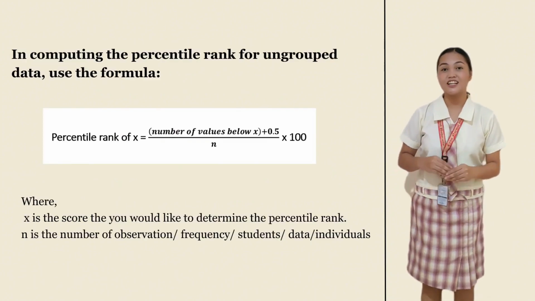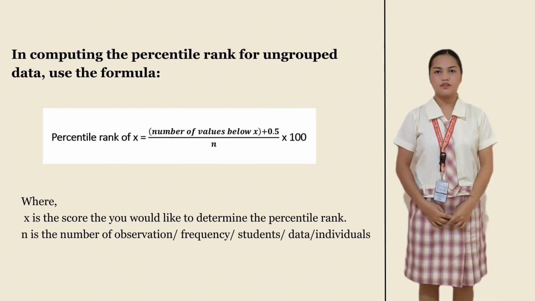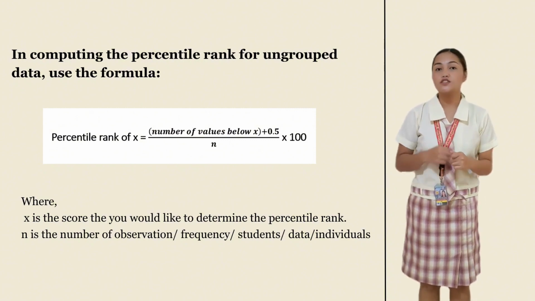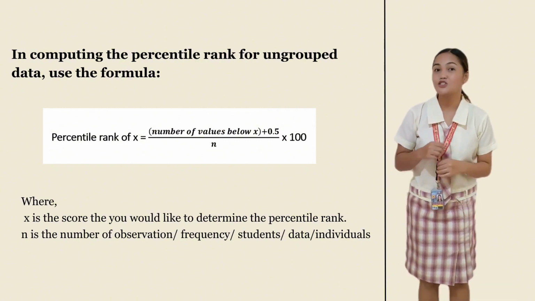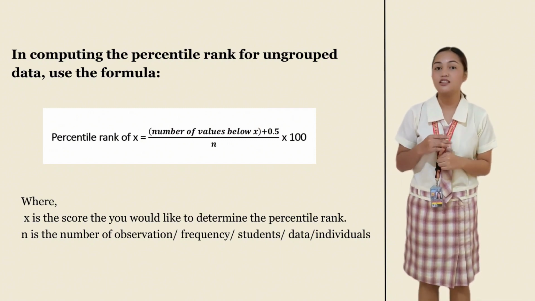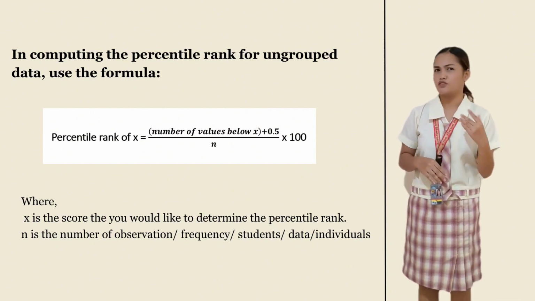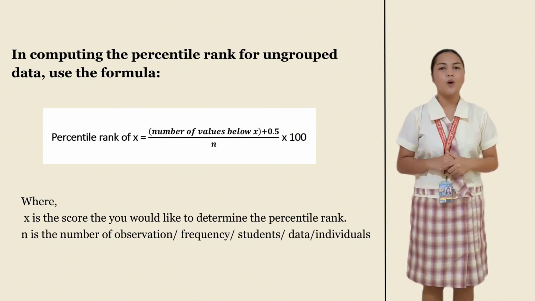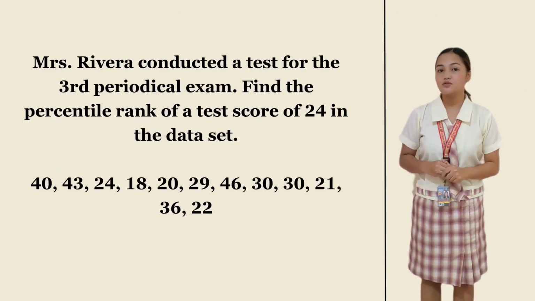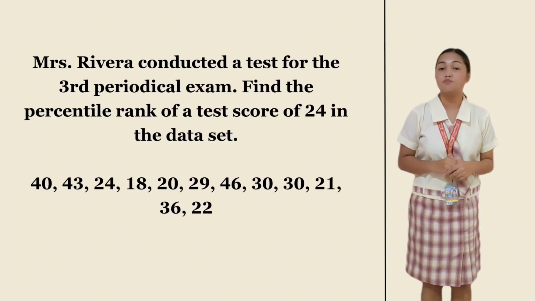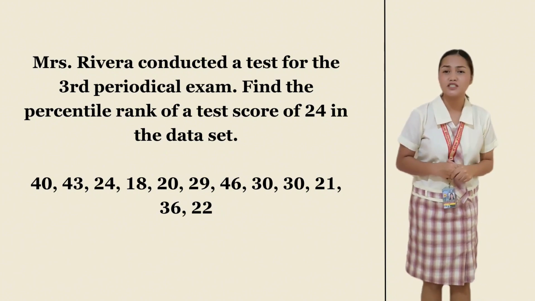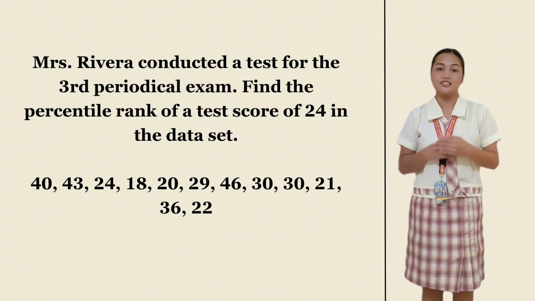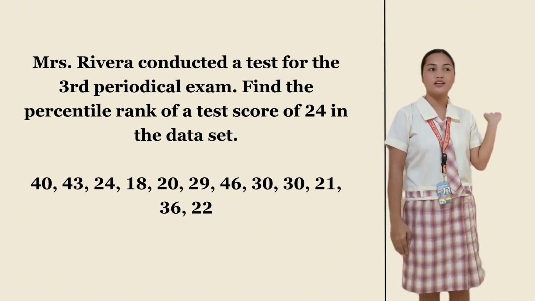In computing the percentile rank, we use the formula where X is the score that you would like to determine the percentile rank, and N is the number of observations, frequency, students, data, or individuals. So, for example, Mrs. Rivera conducted a test for the third periodical exam. Find the percentile rank of a test score of 24 in the dataset. These are the scores provided here.